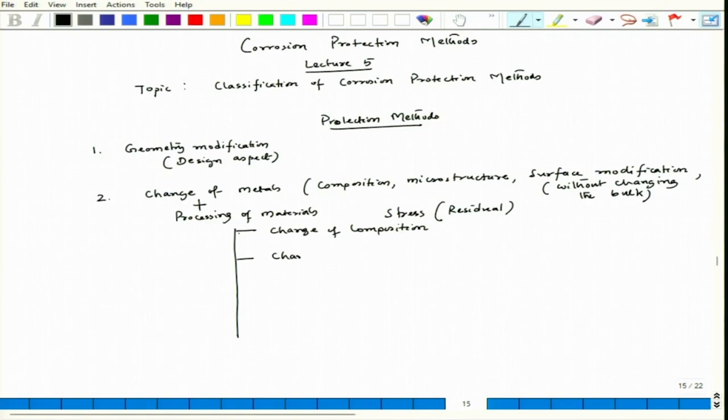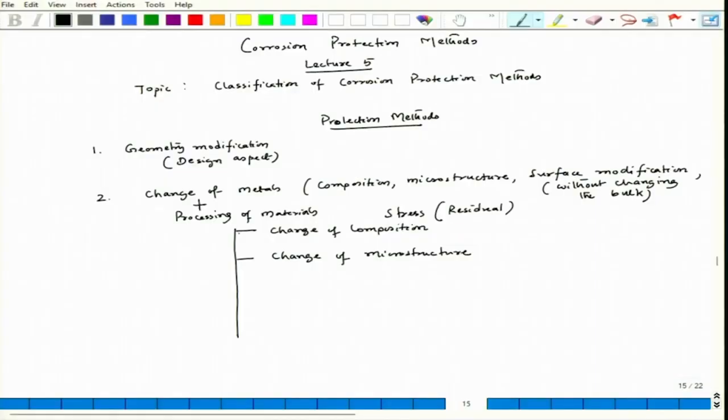Then change of microstructure. So, for the change of microstructure, one example definitely we have discussed is stainless steel, okay. But there are other aspects of change of microstructure. One such example is if we can make, let us say, a surface of some steel in such a fashion that the surface becomes amorphous. Then definitely it will have a very high degree of corrosion resistance.